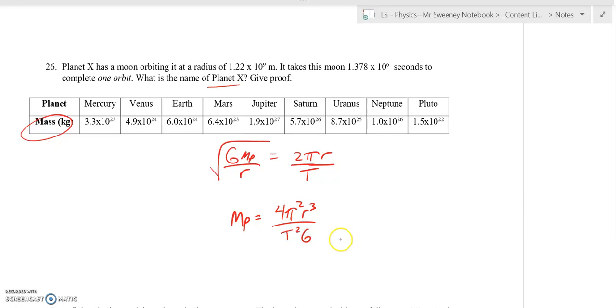You don't have to solve it by going through the algebra and getting everything on one side. You could do it with numbers all along. I just prefer to type in the numbers once at the very end. It's up to you. By doing this, you get 5.66 times 10 to the 26 kilograms.